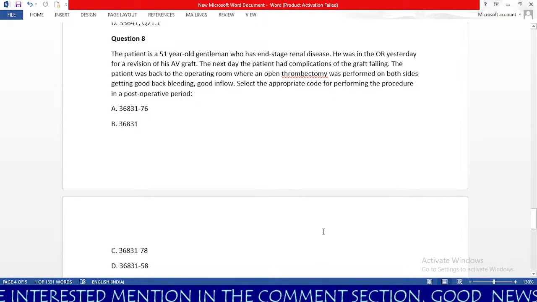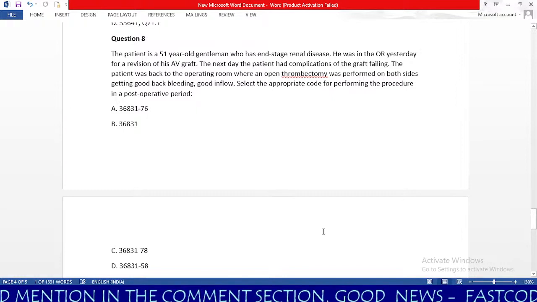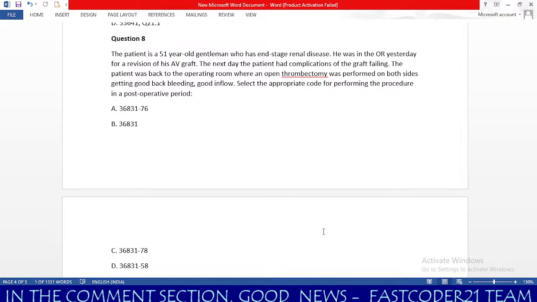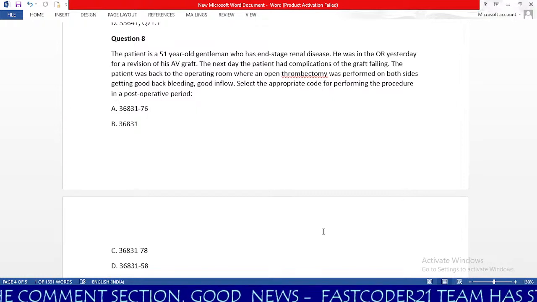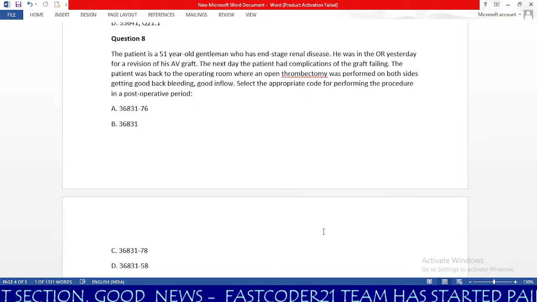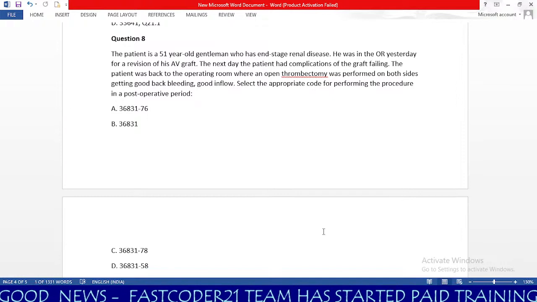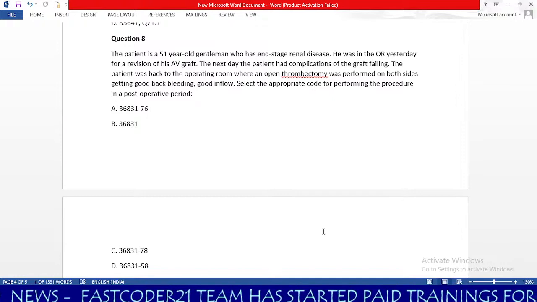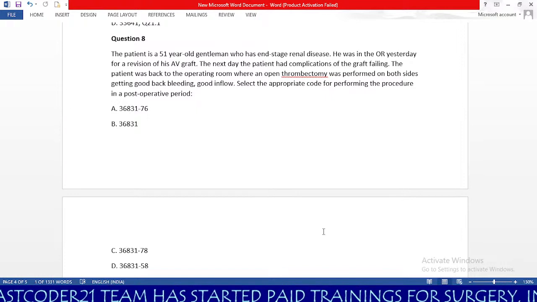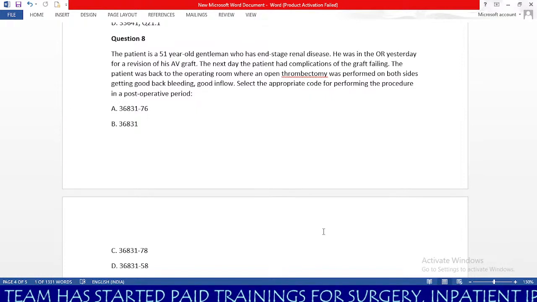What is 78? The 78 modifier is for a related procedure. So C is the correct answer here. Anita, C is the correct answer, no problem. Sarika, here A is not correct. What is A? The 76 modifier. Can you check that one?